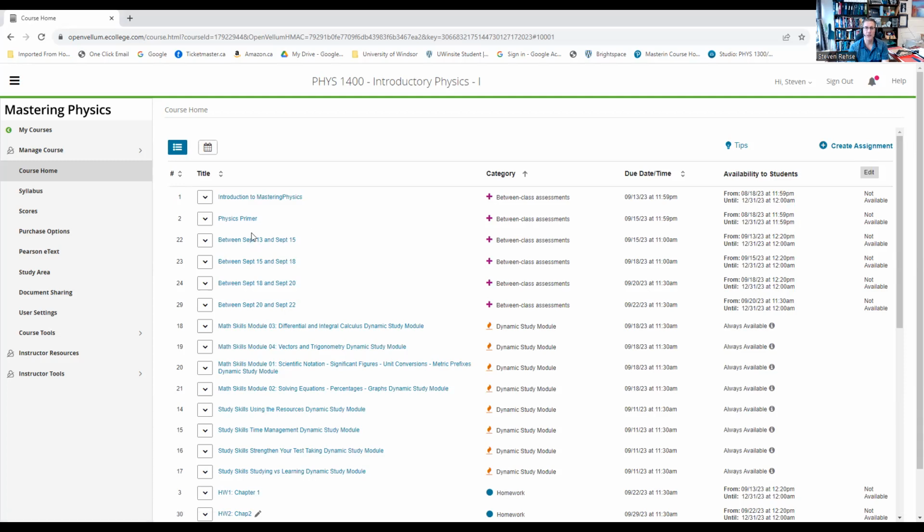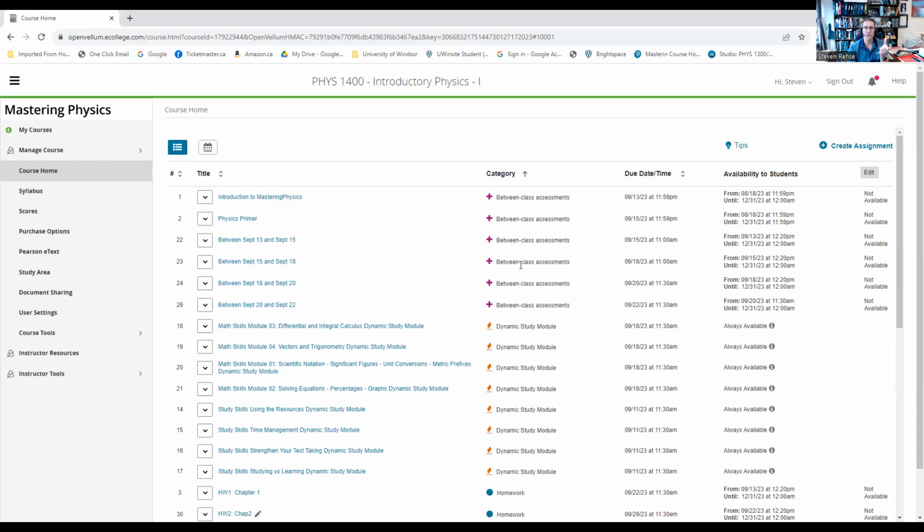Then you can see there are these other between class assessments. So this is all talked about in the syllabus. We talked about what the syllabus looks like, that the Mastering Physics is worth 15% of your grade. The between class assessments are worth 5%. And then the homeworks are worth 10%. So the homeworks are weighted double the between class assessments.